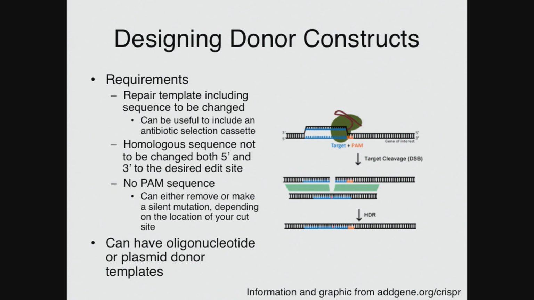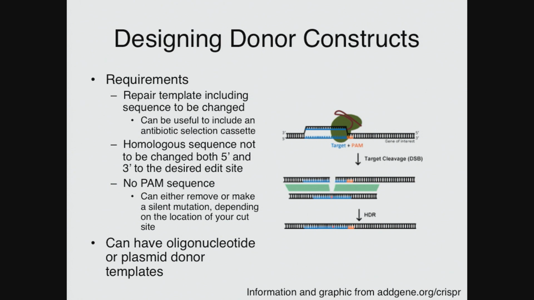You want to make sure that your donor can't be cut by your Cas9. So because you're targeting the same sequence, it would be bad if you had an identical sequence in the Cas9 site that gets snipped and then your donor doesn't work. And so you can either remove or make a silent mutation depending on the location of your cut site.